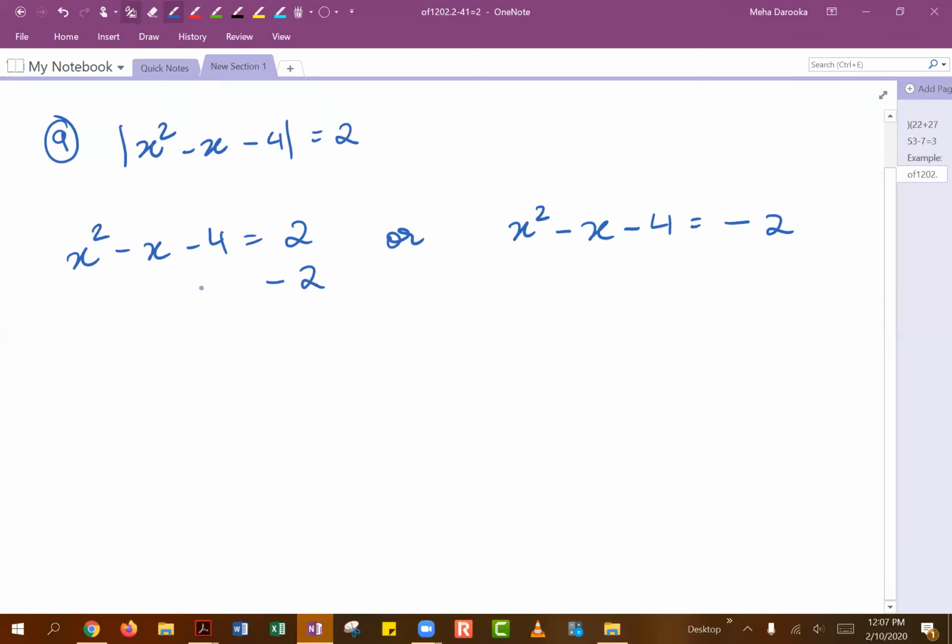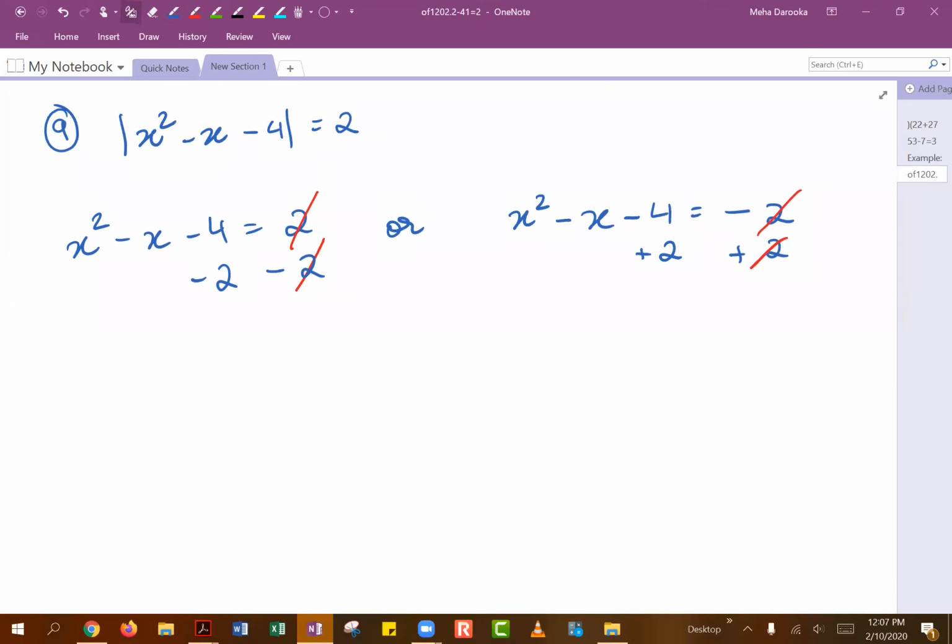Okay, so let's bring those 2's and negative 2's to our left-hand side. I'm going to subtract 2 here and add 2 here. So x squared minus x, and what does that left-hand side become? Negative 4, negative 2 will be negative 6 equal to 0. And negative 4 positive 2? Very good.